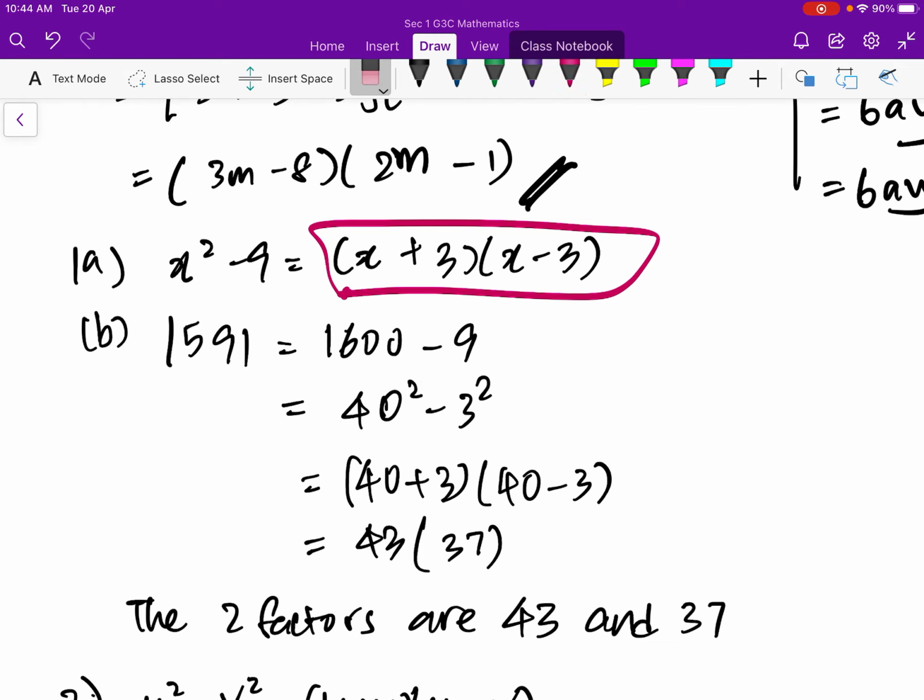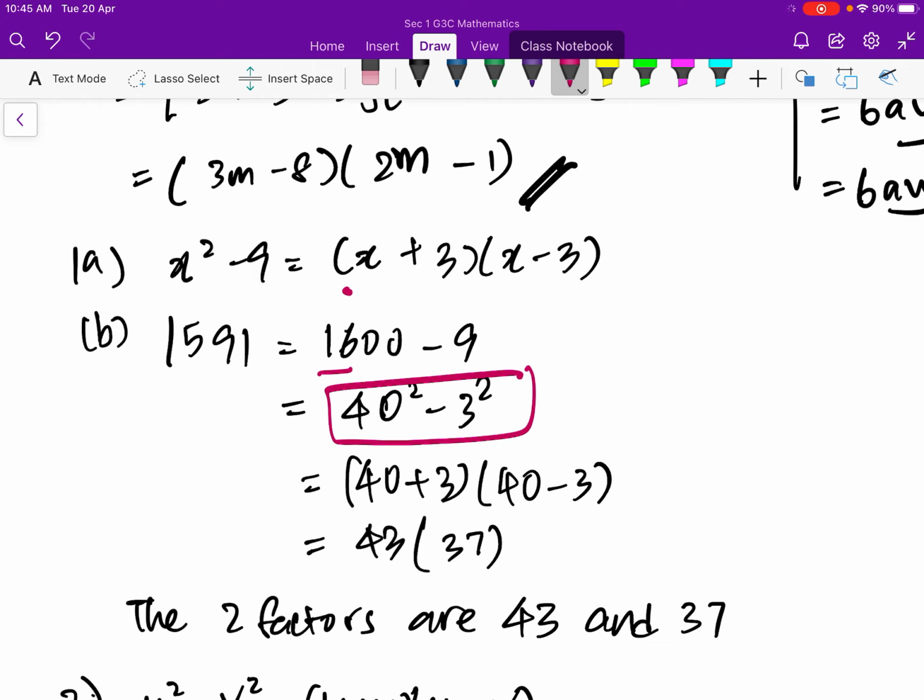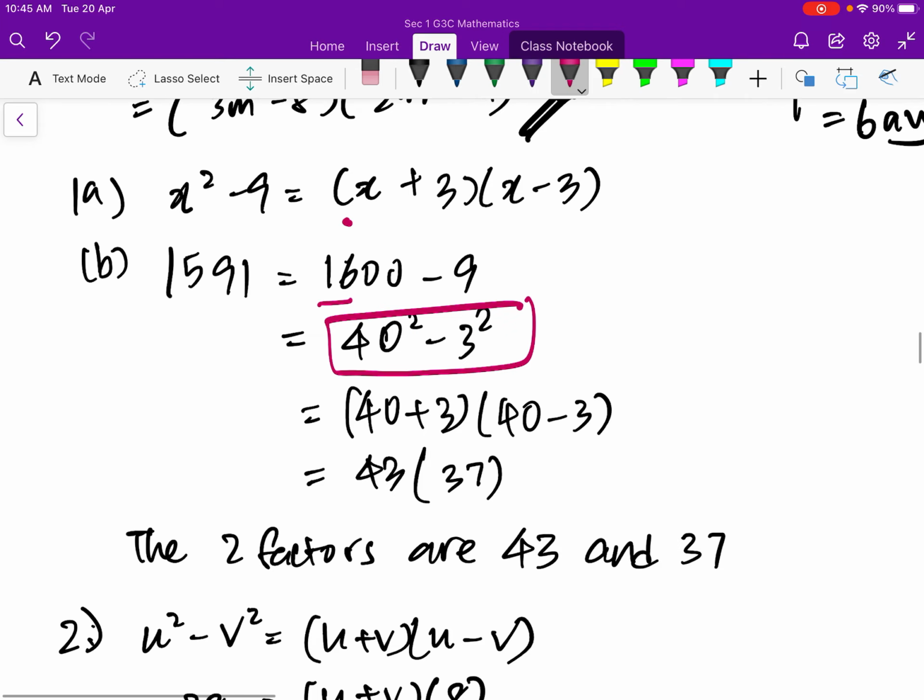If we rewrite it as such, we end up with 40 squared minus 3 squared, because 1600 is 40 squared. So like I said, be sensitive to the number 16 as well. Square root of 1600, you get 40. So 40 squared minus 3 squared. Special product, it becomes 40 plus 3, 40 minus 3. And then we get 43 times 37. And these are the other two factors of 1591, because factors are just something multiplied by another number.